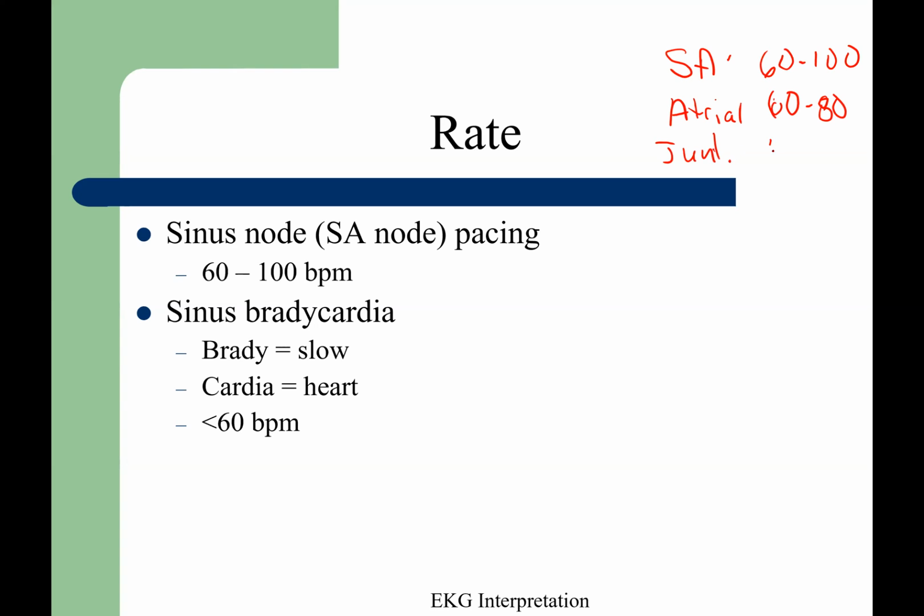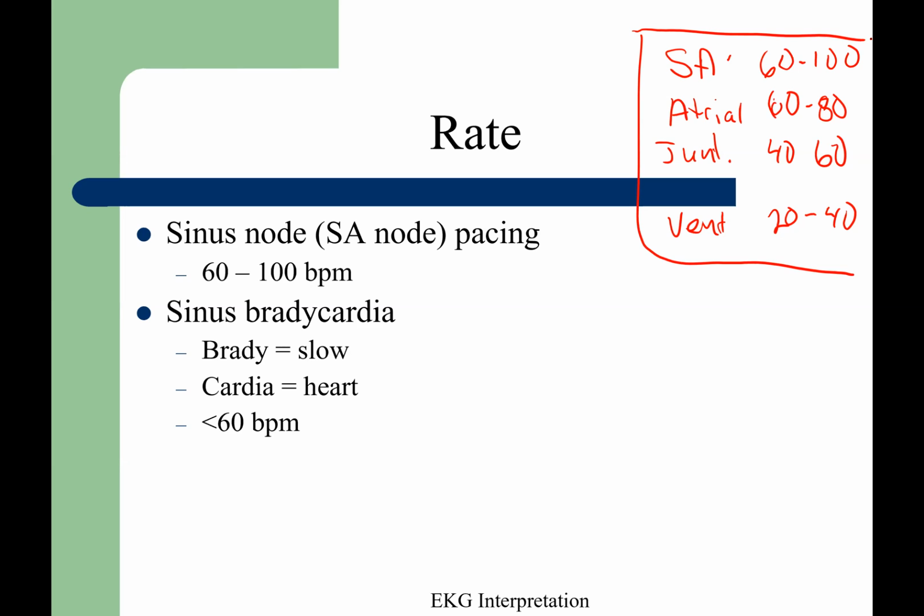Junctional cells, 40 to 60. And ventricular cells, 20 to 40. Okay, now what's important to remember here is that because of this term automaticity, any cell that's located in the atrium, junction, or ventricle has the potential to create a rhythm. And if it does create a rhythm, it will pace within these ranges.